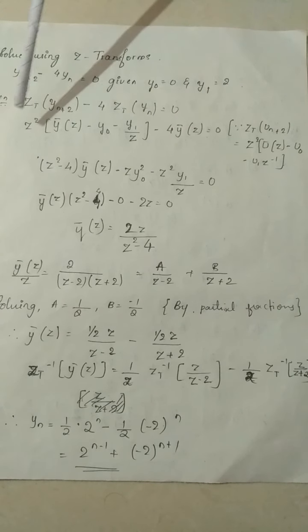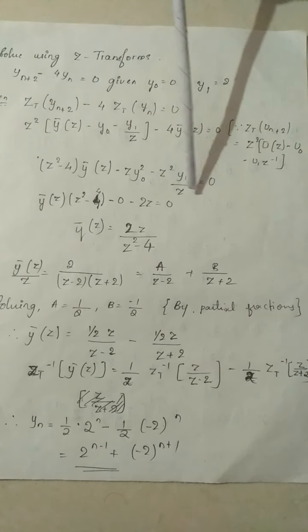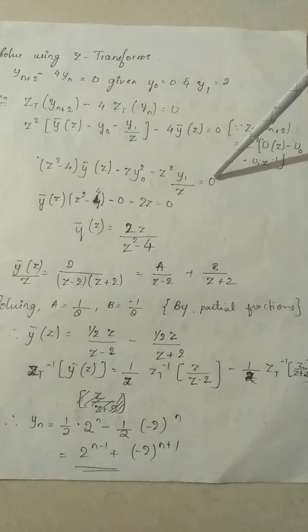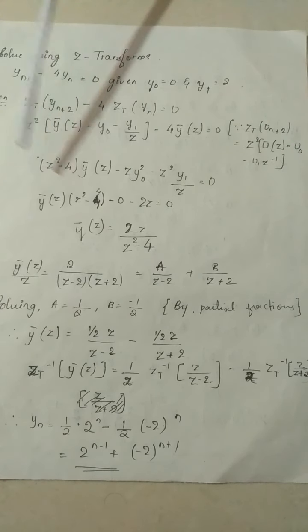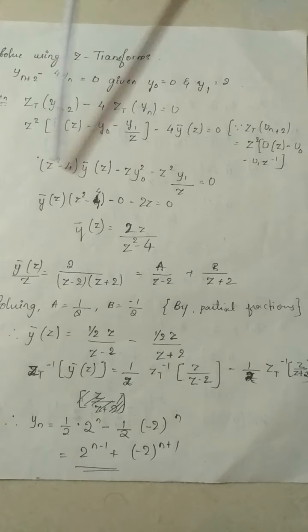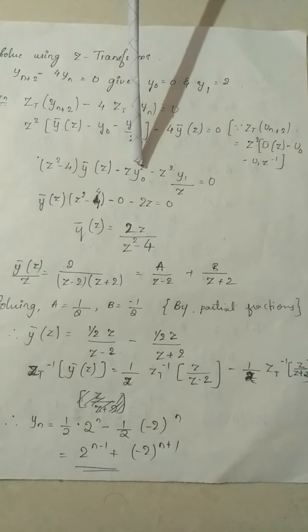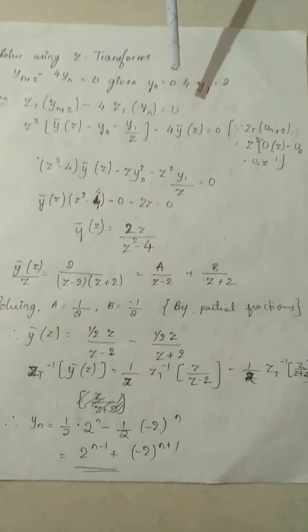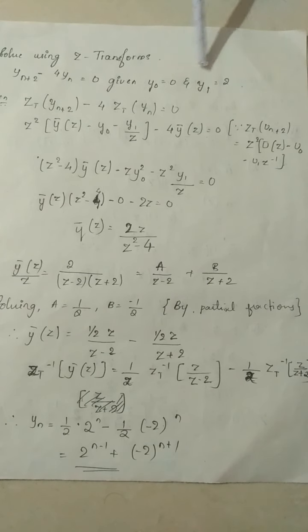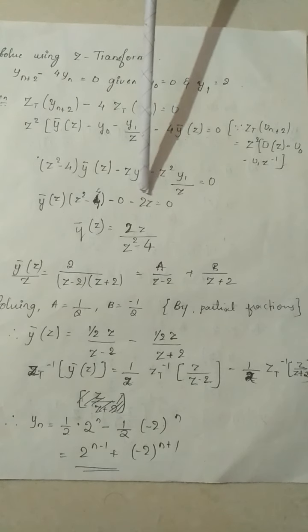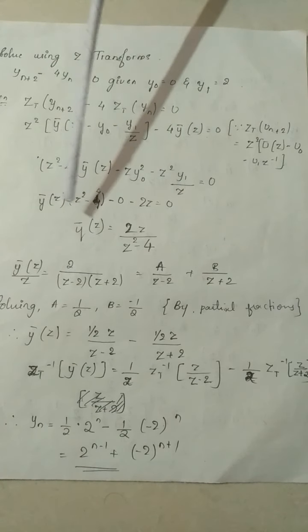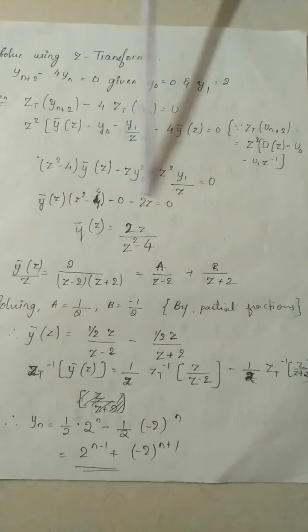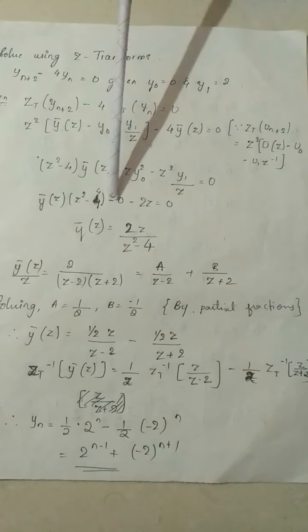Minus z square into y1 upon z. This is z square into y naught. Now this is equal to 0. So now y bar z as it is, z square minus 4 as it is, y naught using the initial condition it is 0, and y1 is 2. So 2 times z. Substitute y naught and y1. You get y bar z is equal to 2 times z shifted to the other side and z square minus 4 shifted to the other side.